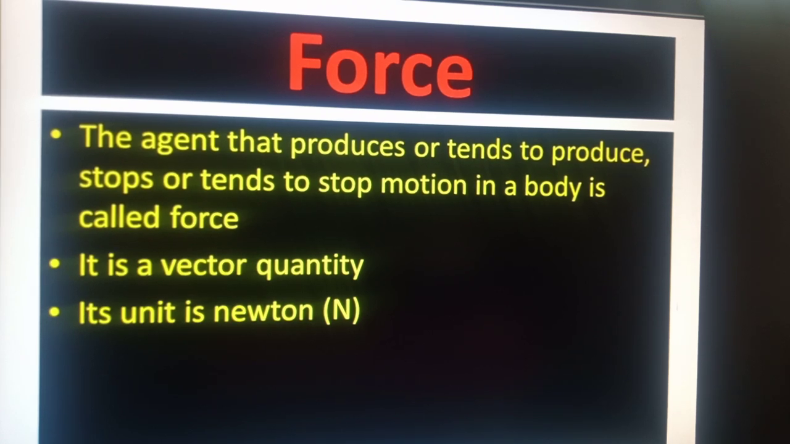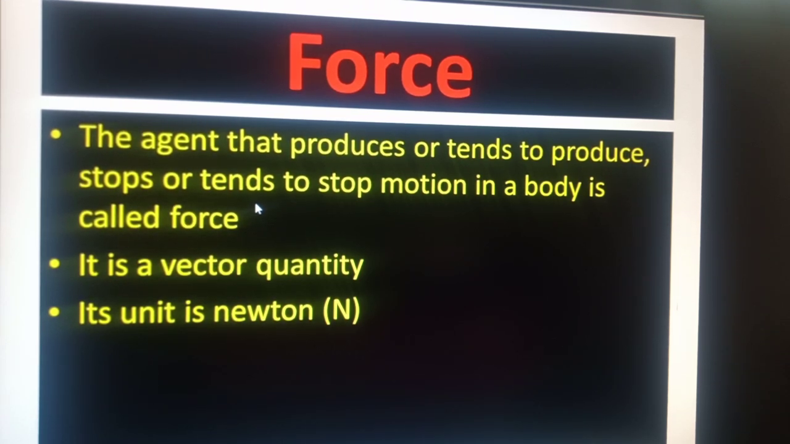Viewers, force is an agent that produces or tends to produce, stops or tends to stop motion in a body. It means that agent which stops a body or tries to stop, moves a body or tries to move a body is called force. For example, if we want to move an object and the object is very heavy, although we apply force, we cannot move it.